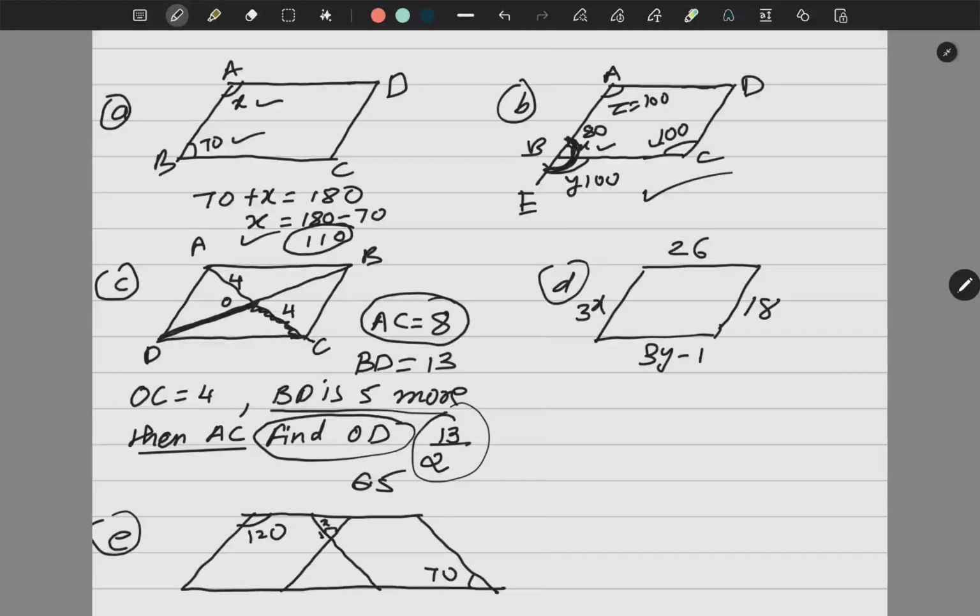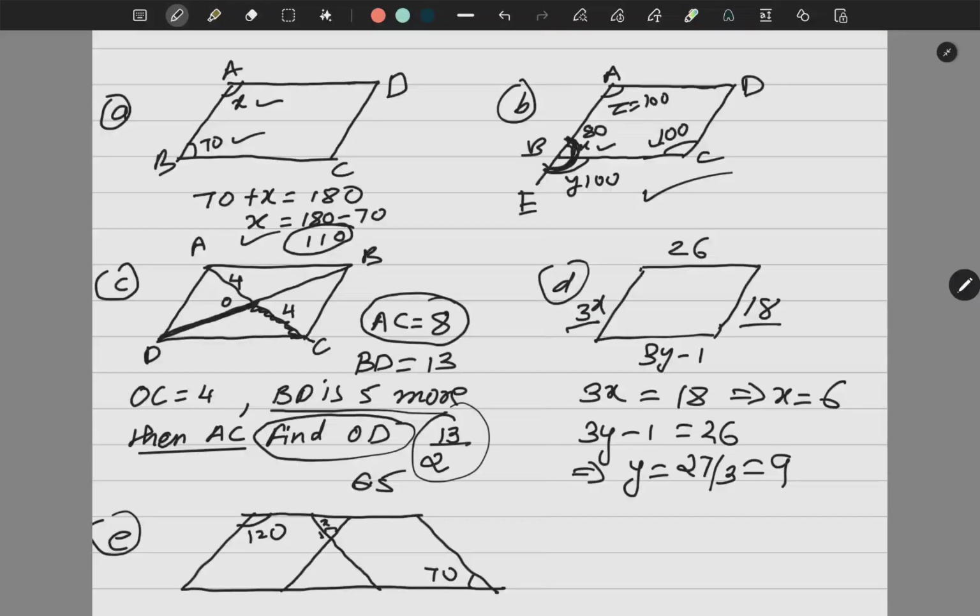Now look at the D part. In D part, they are talking about the length of the sides. Now I know that in a parallelogram, opposite sides are equal. So this should be equal to this. So 3x is equal to 18. So what is the value of x? x is equal to 6. Same way, 3y minus 1 is equal to 26, which implies y is equal to 27 by 3, that is 9, and we are done. So simple. If you remember the properties, then easily you can do the questions.